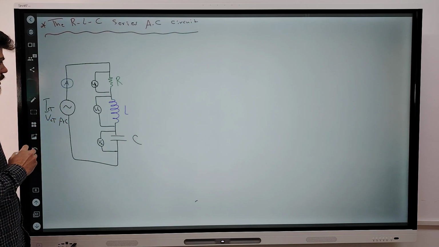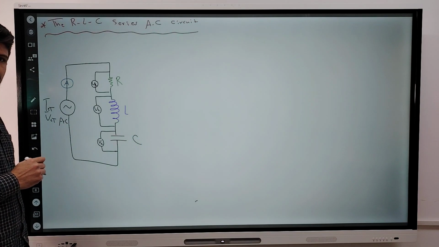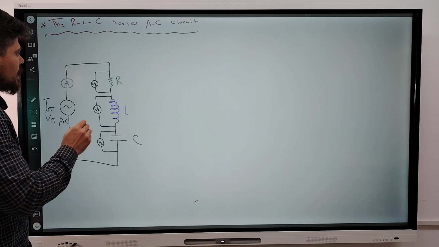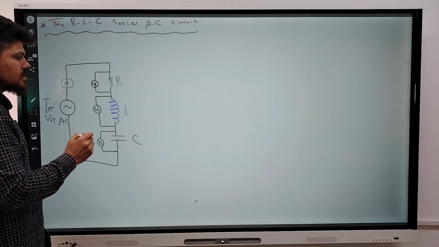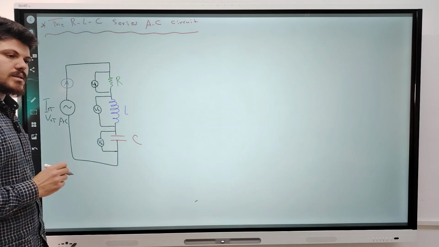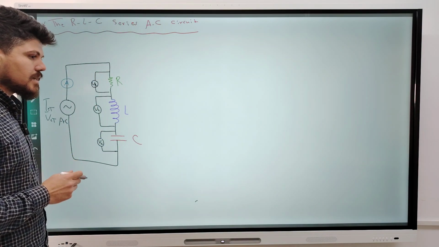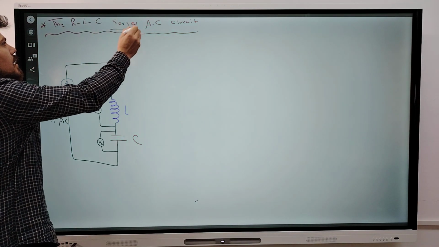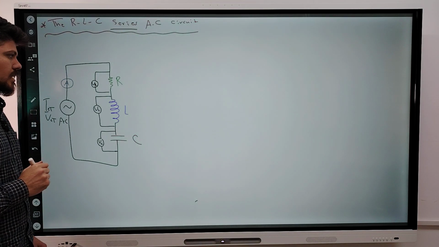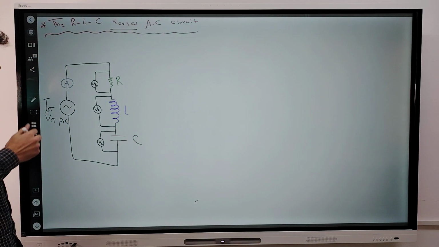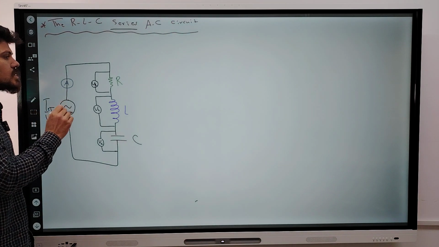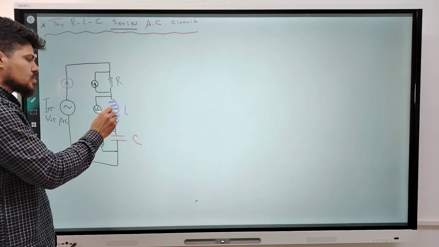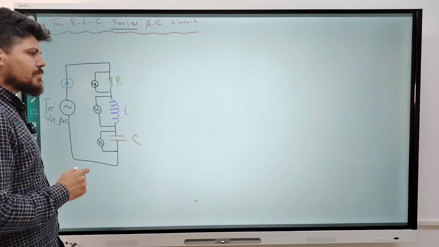This is the AC source, and the ammeter for measuring the current is connected in series. We have resistance, inductance, and capacitance, all connected in series connection. So as you can see in this figure, in a series connection, the potential difference drops across the resistance, and the potential difference also drops across the inductance and across the capacitance.